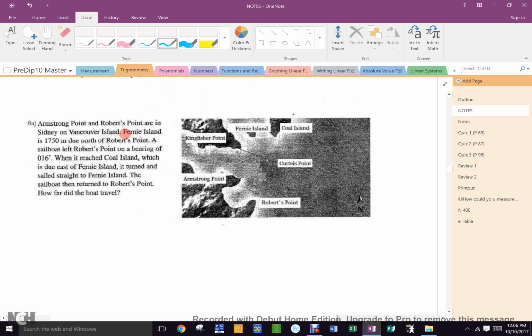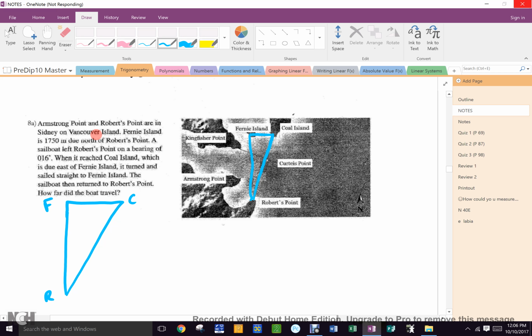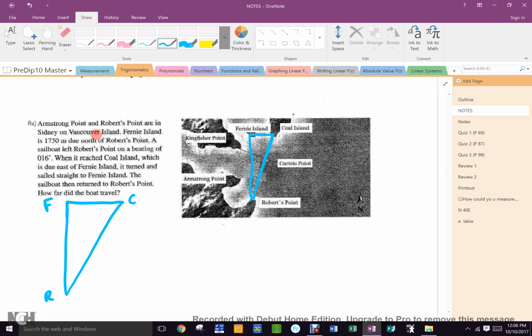The first question says, I sailed from Roberts Point to Coal Island to Fernie Island and then home. Roberts Point to Coal Island to Fernie Island and then home. There's your triangle. So I'm going to draw it out here bigger. There is Coal. There is Roberts. There is Fernie. Where is the 16 degrees that it says in the question? Where does that go in my triangle? At C, R, or F? It is indeed at R, because I left at that heading.